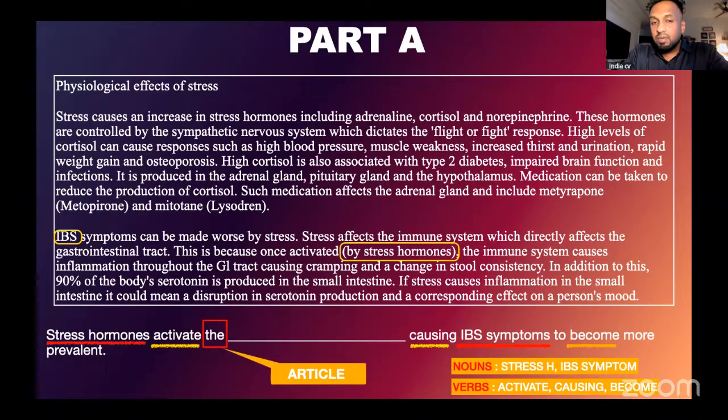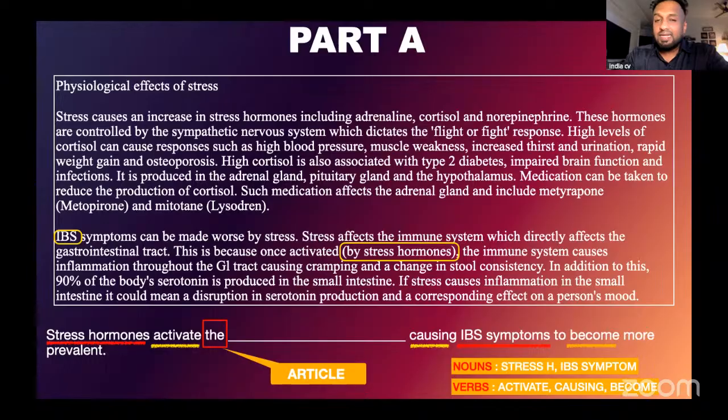IBS symptoms can be made worse by stress. But that doesn't give me my answer because my answer is stress hormone. The next line says stress affects the immune system, which directly affects the gut. Nothing related to me. This is because once activated, yes, bingo, I got a word which is matching with my question: activated. Second word, stress hormones. I could match it. Okay, I found activated, I found stress hormones. Now I have to find out what has been activated.